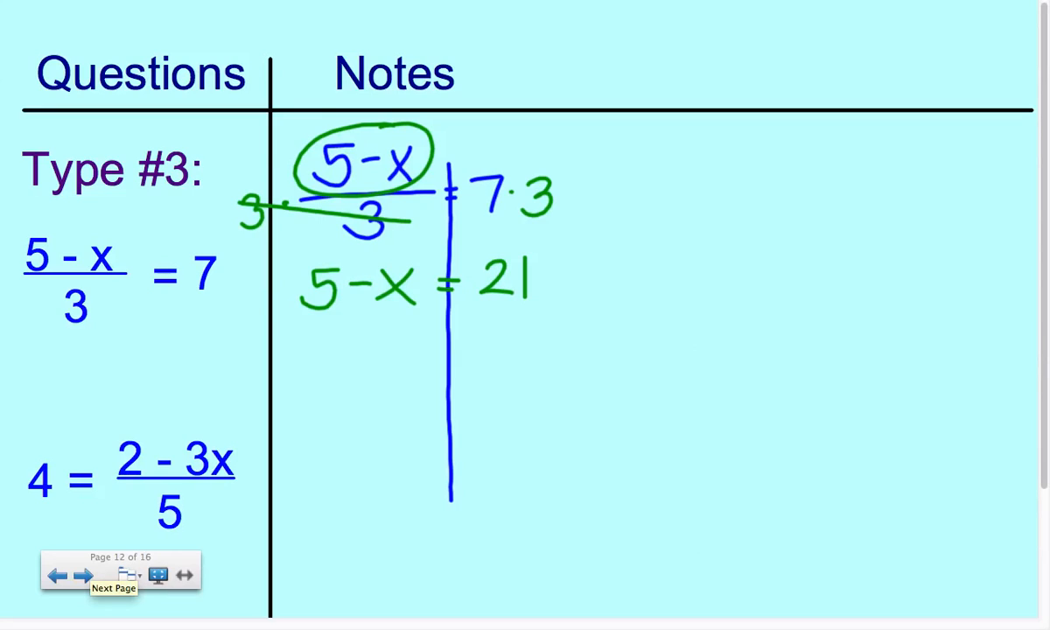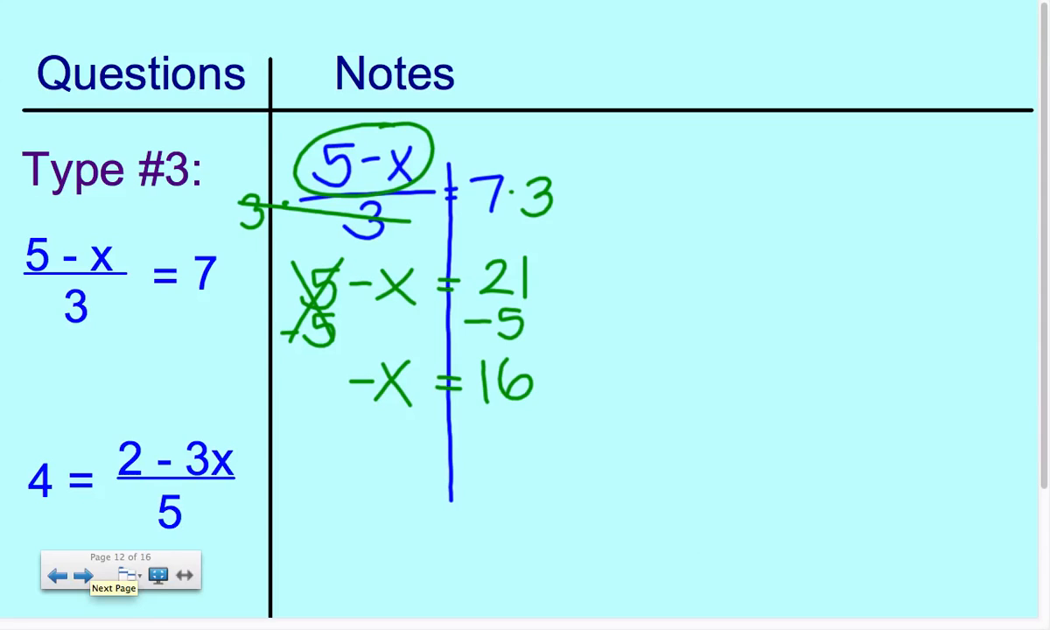Now to get x alone, I have to get rid of the 5. The 5 is positive, so I can subtract it from both sides, making 0 there. 21 minus 5 is 16. Now here's a problem with this one. We aren't done yet, and that's because our x is negative.